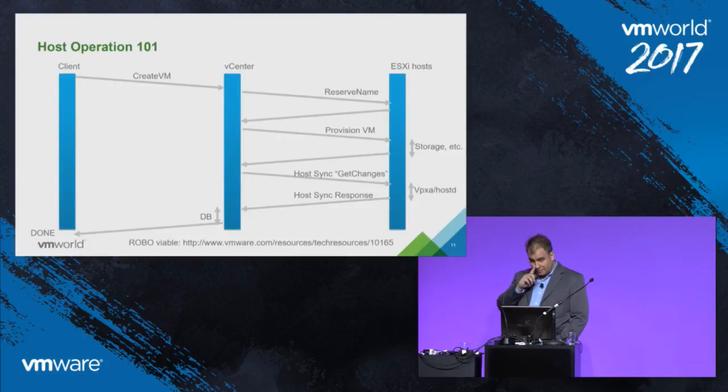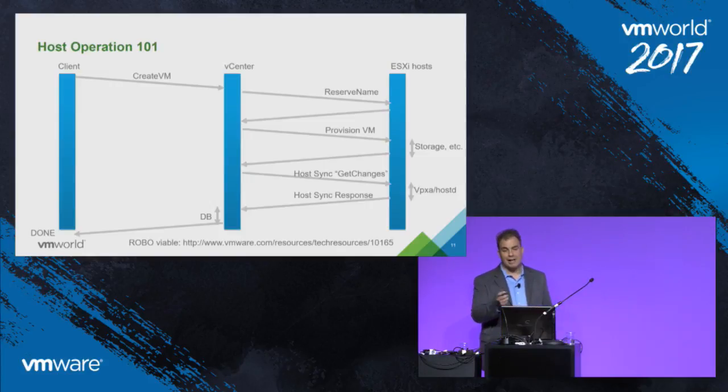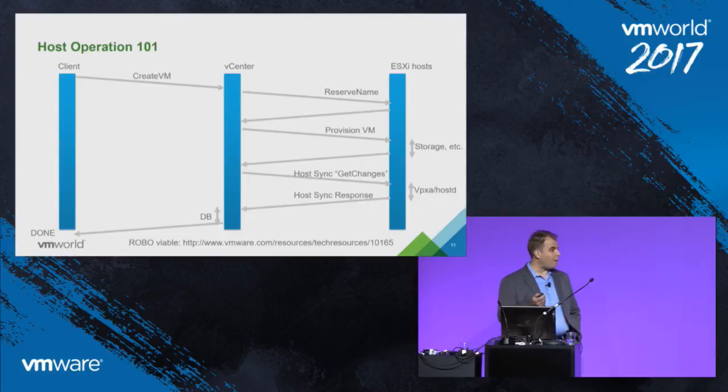So there's a couple of points here that we wanted to highlight. The first of which is that if you look at the overall critical path of this operation, especially for create and clone operations, even though there's a lot of communication taking place between the client and vCenter and the hosts, really a very significant part of the critical path has to do with I/O.